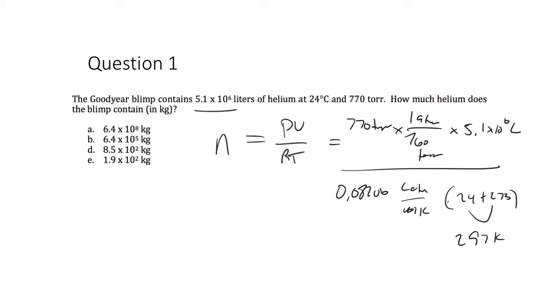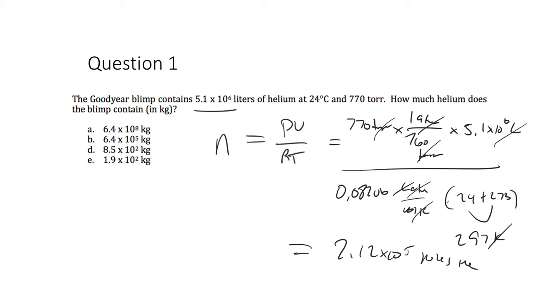Just hit the clear button on my calculator. 770 divided by 760 times 5.1 e to the 6 divided by the gas constant divided by 297 gives me the number of moles. So this gives us moles. So the torr cancels, atm cancels, liters cancel, Kelvin cancels. The only thing not canceling here is 1 over moles. And so that gives us moles. So this is 2.12 times 10 to the 1, 2, 3, 4, 5 moles.